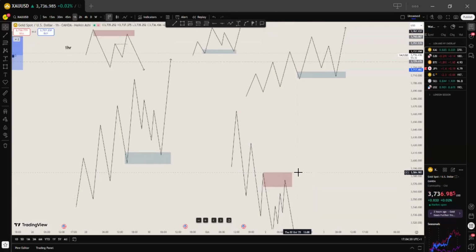These are the things to note right here if you want to trade this pattern profitably. First of all, you must be able to understand market structure very well: BOS, liquidity, change of character.